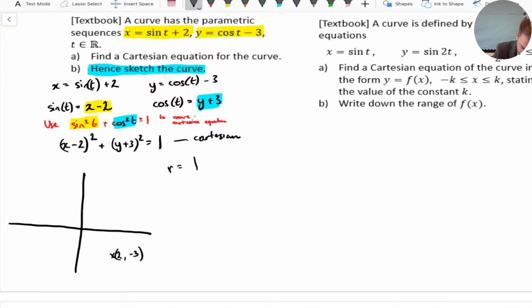So it means it's not crossing any lines. So we're going to have a circle that looks like this. It's not a very good circle, but you get the marks for that. It's all about knowing where the centre is and knowing that we're not crossing any x or y axes.